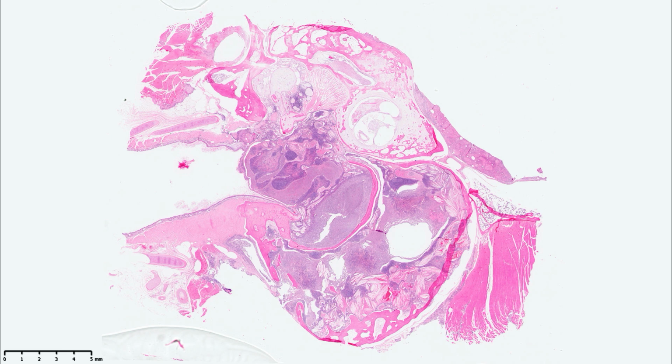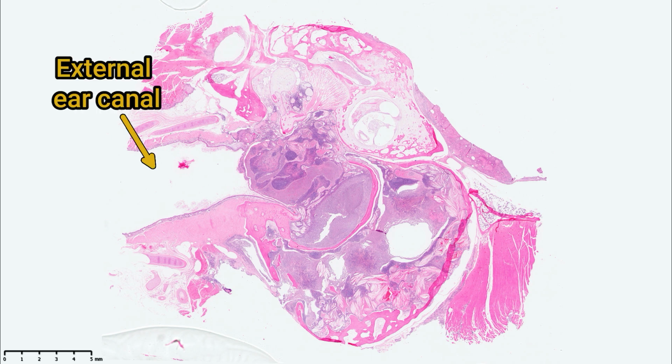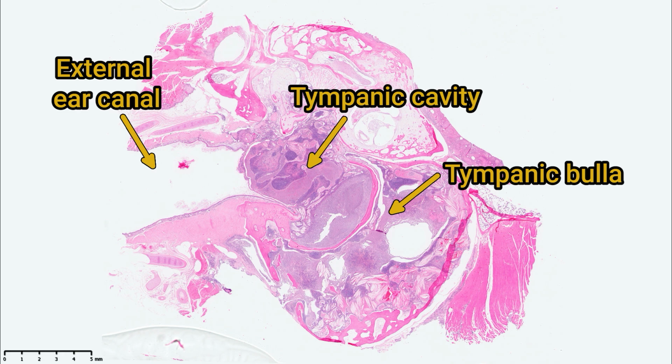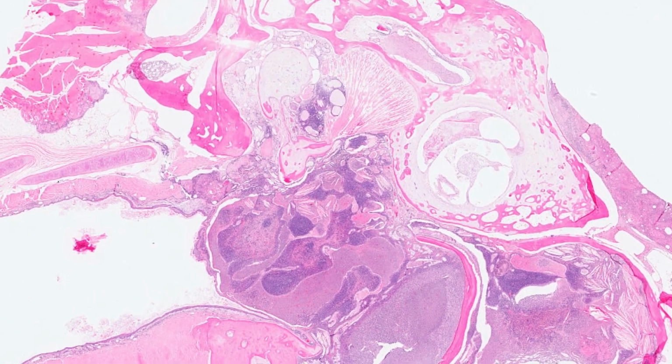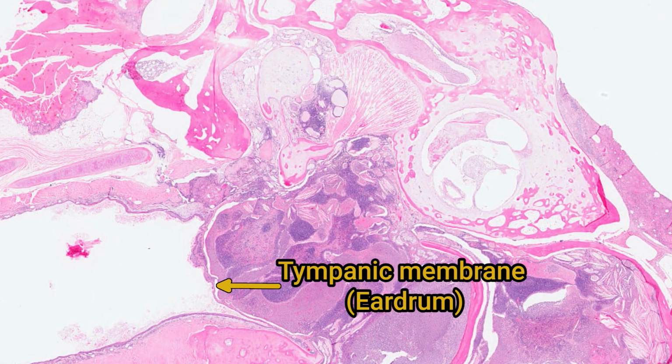At the lowest magnification, you can see that this is a fair representation of the tissue we saw earlier. Here's the external ear canal, and you can see the middle ear as well. The middle ear is divided into two parts, the tympanic bulla, which is a large airspace at the base of the skull, and the tympanic cavity, which contains air and the tiny little bones that transmit vibrations from the eardrum to the inner ear. We can see the eardrum here as a thin sheet of connective tissue that separates the tympanic cavity from the external ear canal.